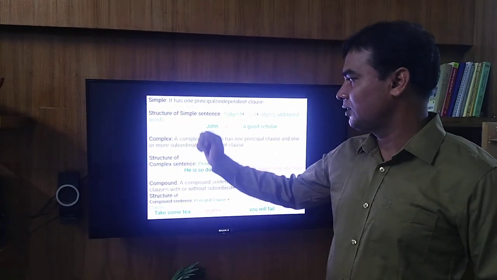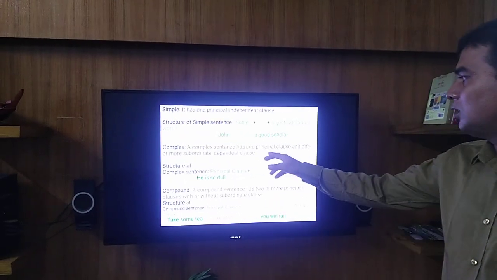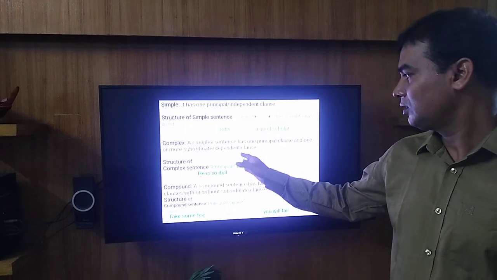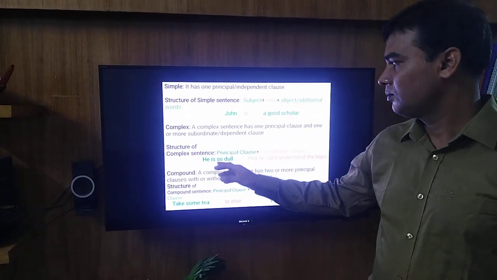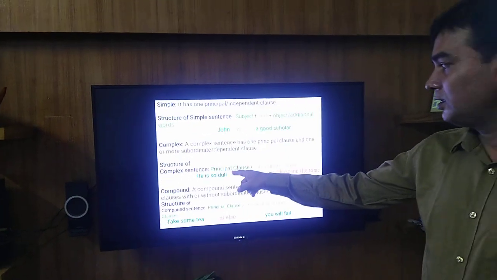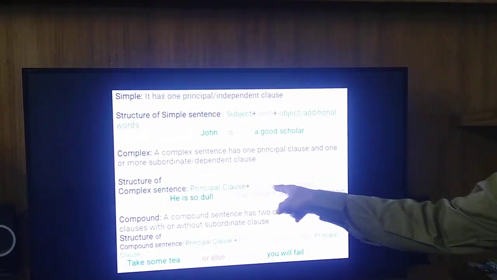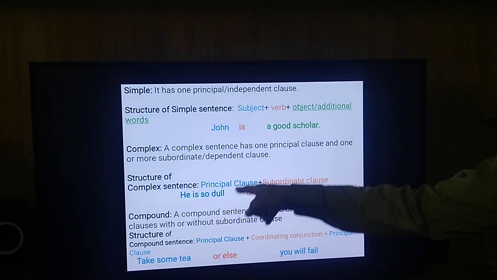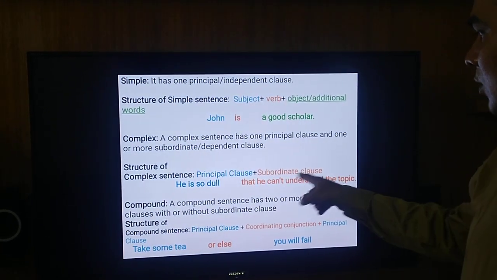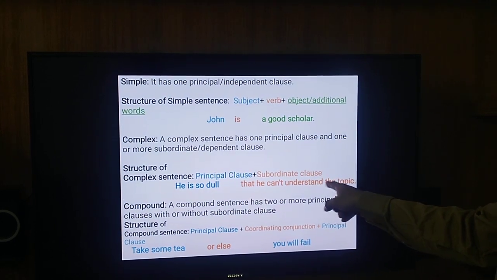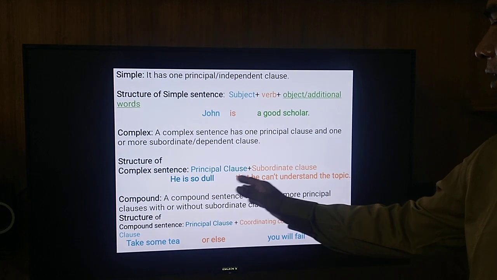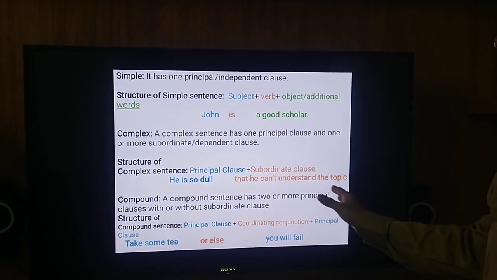And then complex. A complex sentence has one principal clause and one or more subordinate clauses. Structure of a complex sentence: principal clause plus subordinate clause. Example, principal clause: he is so dull. Subordinate clause: that he cannot understand the topic. So the complex sentence is, he is so dull that he cannot understand the topic.